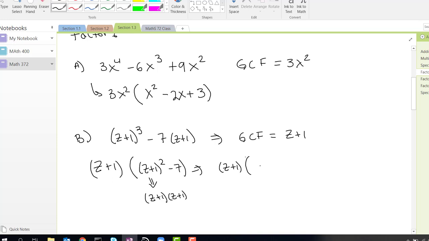So don't forget about those middle terms. So we're going to have z squared plus 2z plus 1, and we have the minus 7. And now we can combine like terms. So my final answer will be z plus 1 times z squared plus 2z, and 1 minus 7 is minus 6.